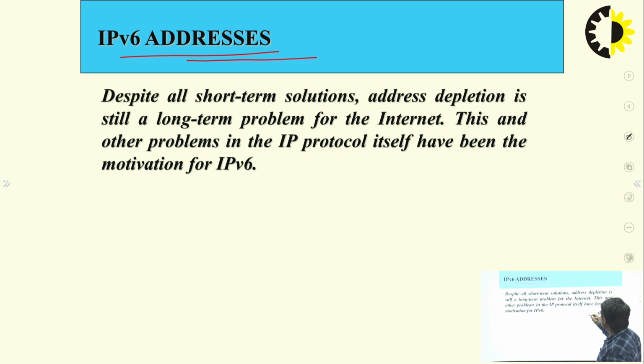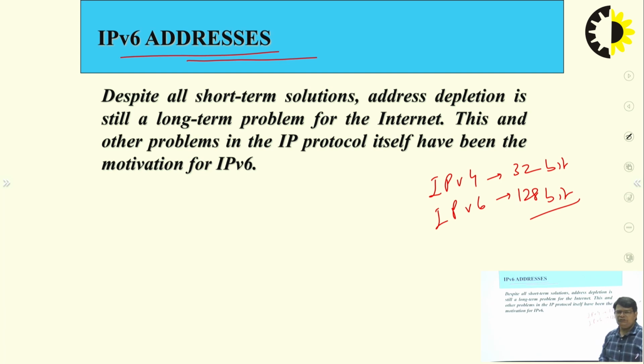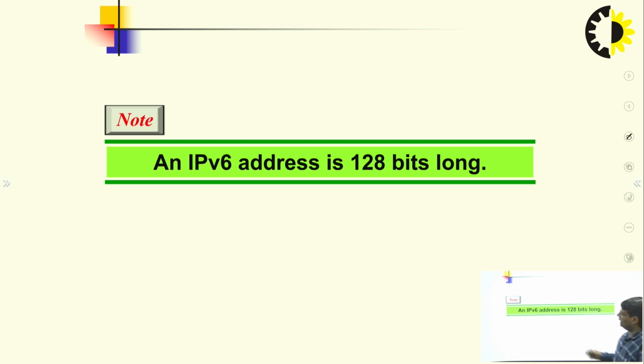So IP version 4 was only 32-bit, whereas IP version 6 will be 128-bit long. So we can see the huge difference. The number of IP addresses will now be 2 raised to power 128. So as discussed, the new IP version 6 will be 128-bit long.